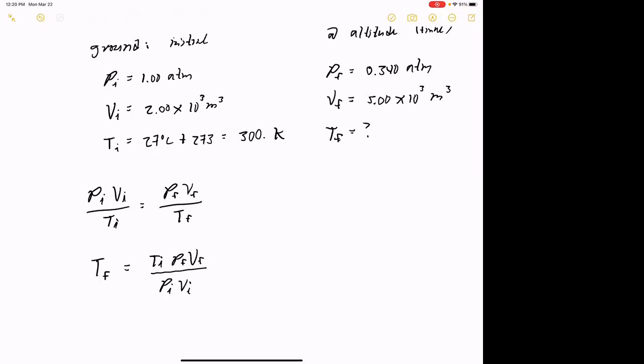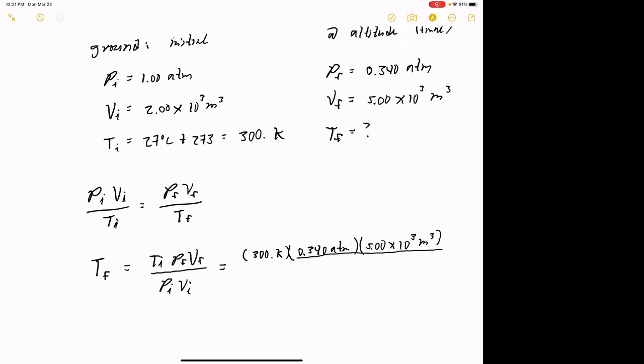All right, now we're going to plug our values in. T initial was what? 1 atmosphere. Oh, sorry, I'm talking about temperature here. That was 300 Kelvin. I'm getting ahead of myself. P final, that was the final one, so that's going to be 0.340 atmospheres. I'm going to put my units in here to make sure that they all cancel out. That'll tell me I probably did my algebra right. V final, that's the final volume, 5.00 times 10 to the third meters cubed.